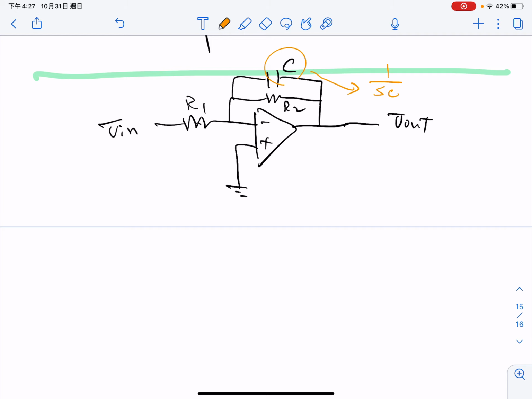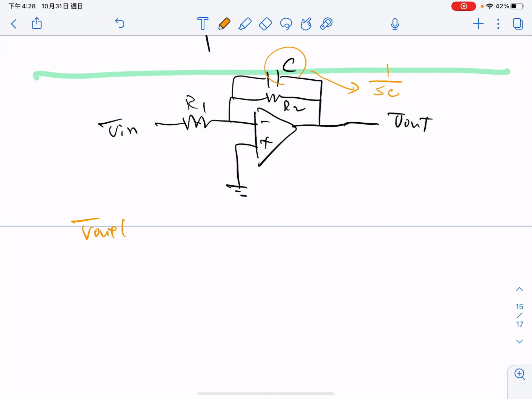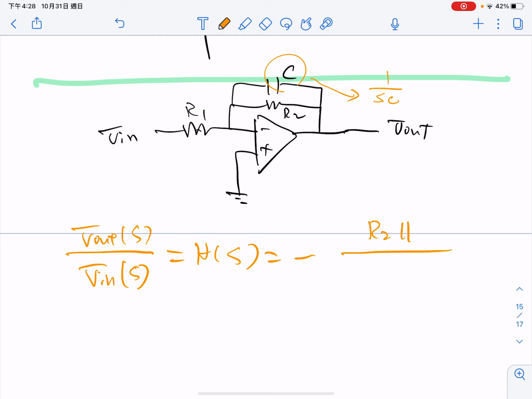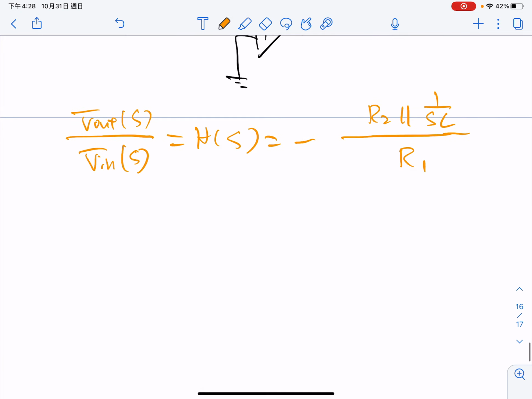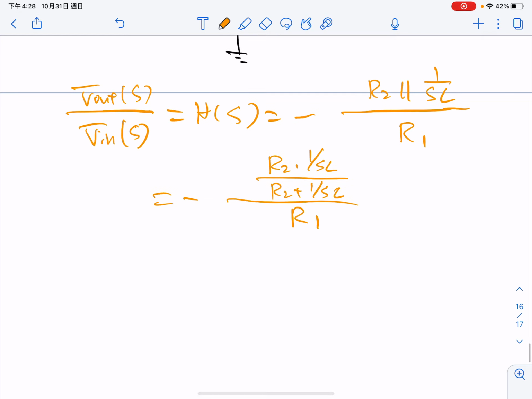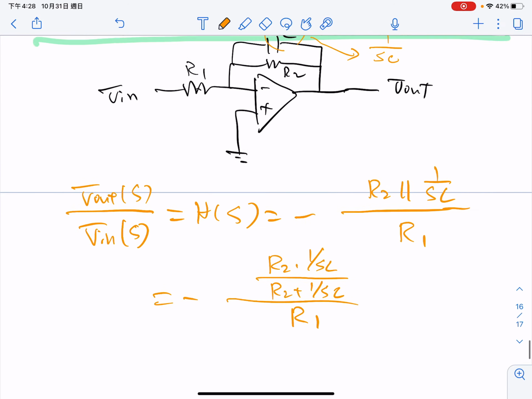So let me just recalculate everything. This is the H of S. And this one will be minus, right? With R2 in parallel with 1 over SC, right? And over R1. And this one then is minus R2 times 1 over SC, over R2 plus 1 over SC, which is over R1, okay?